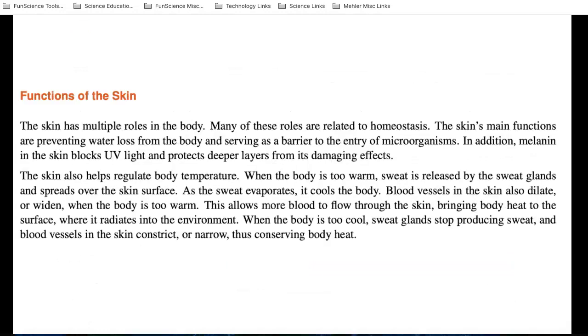The skin has multiple roles in the body, and many of these are related to homeostasis. The skin maintains our body temperature by regulating the amount of water. It also controls the amount of light that our skin gets and protects us from damaging UV light.